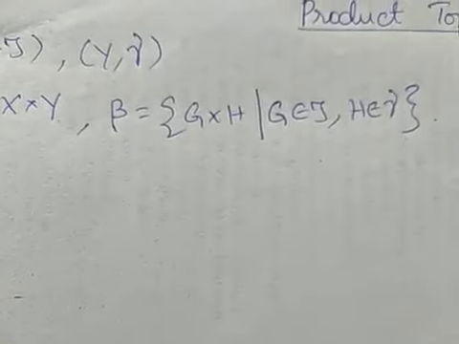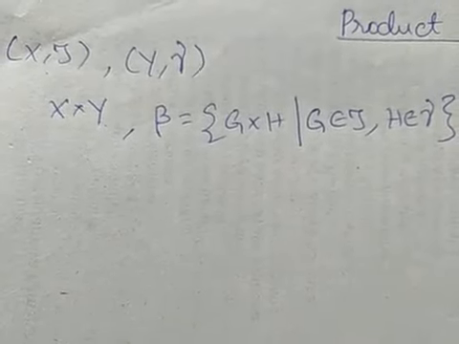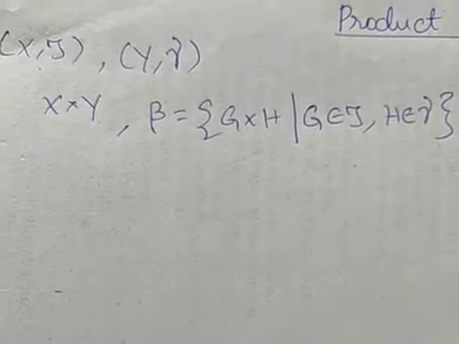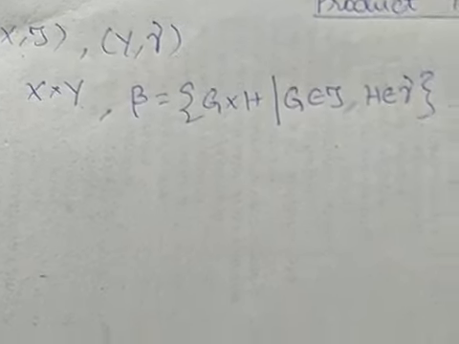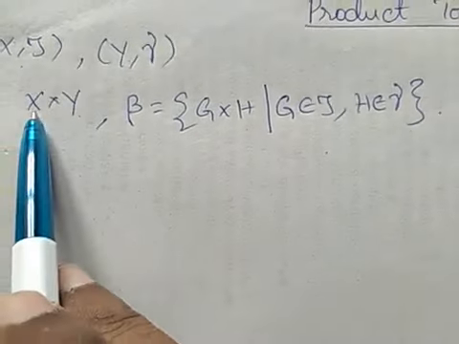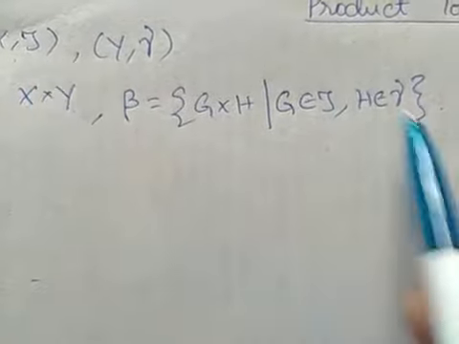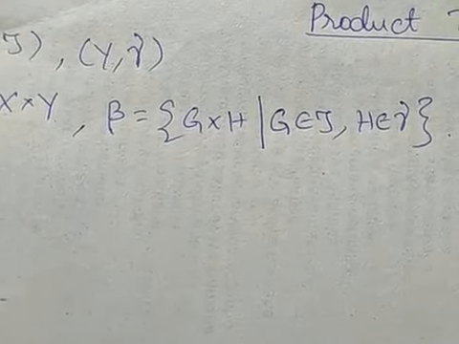Is called product topology. So we are having two topological spaces (X, tau) and (Y, nu). Then the topology formed by X cross Y with the base B as G cross H, where G belongs to tau and H belongs to nu, this we call product topology.